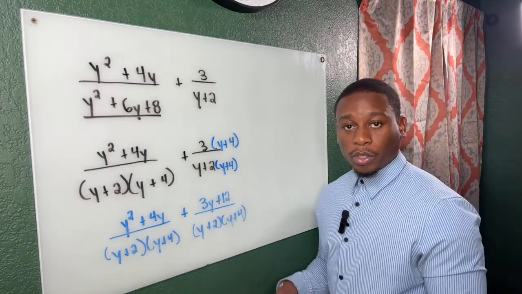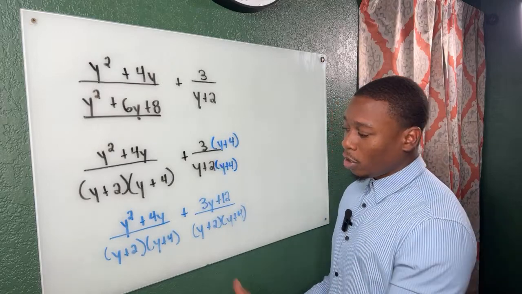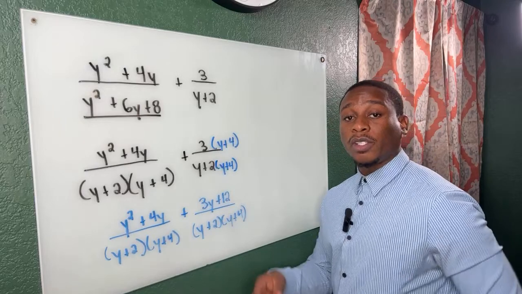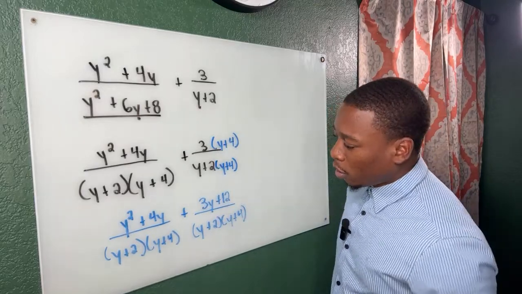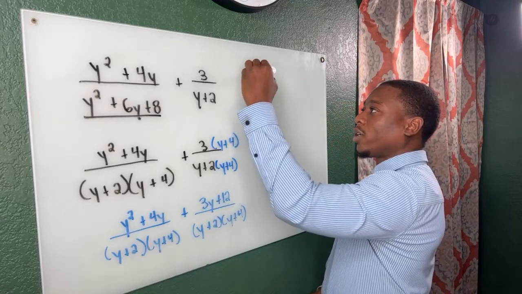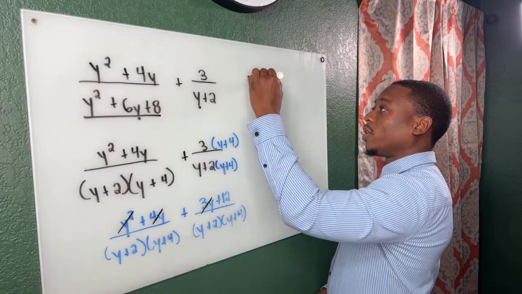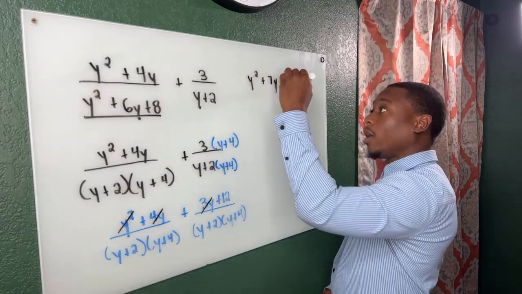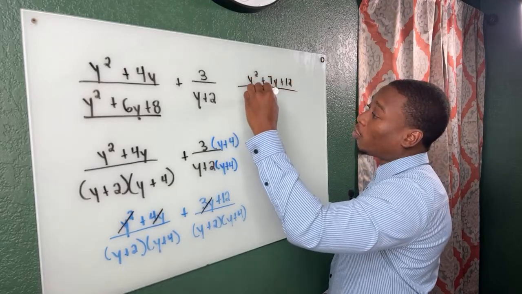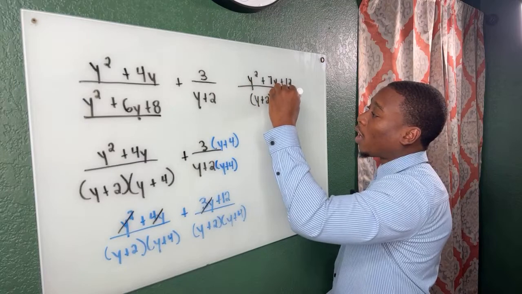All right, so now we're good, guys. Just had to double check the work. It's always important that you guys do that. We're now just going to focus on adding our numerator because we have the same denominator. So what we're going to have now is y squared stays the same. 4y and 3y gives me 7y. And then we have plus 12. And this is all over the same denominator of y plus 2 times y plus 4.